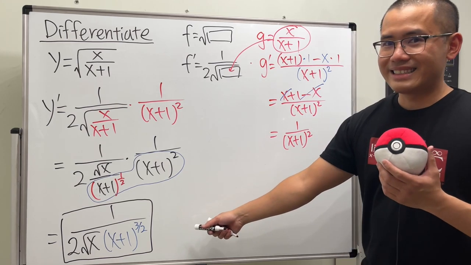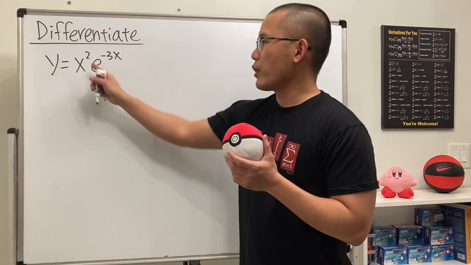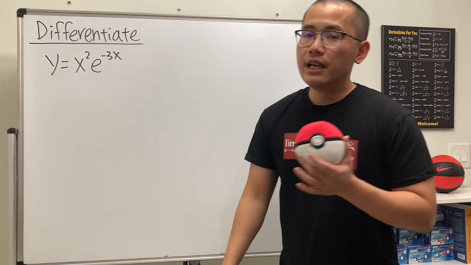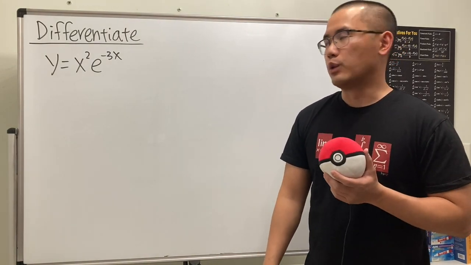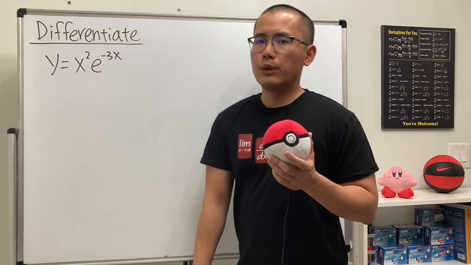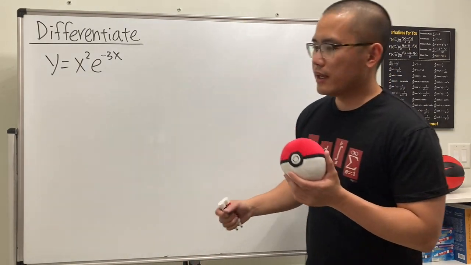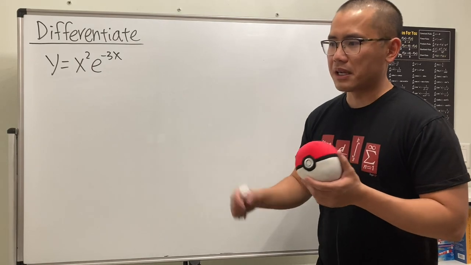Okay, we are going to differentiate x squared times e to the negative 3x. And this is an example that we will have to use the product rule and also the chain rule for the derivative. So let me just show you guys how we can work this out. And now I'll show you guys the scratch work on the side and also the box on the side.